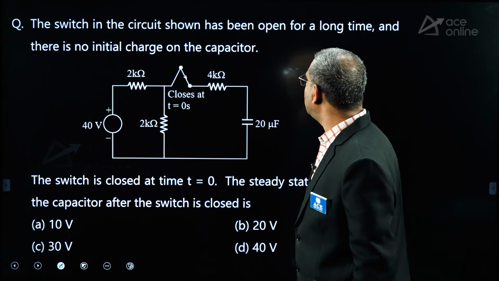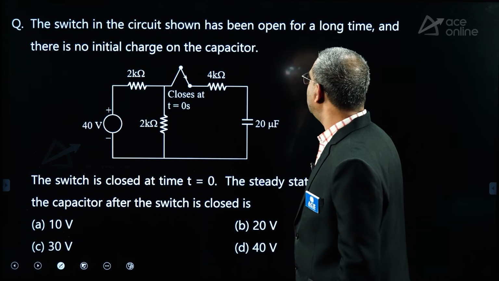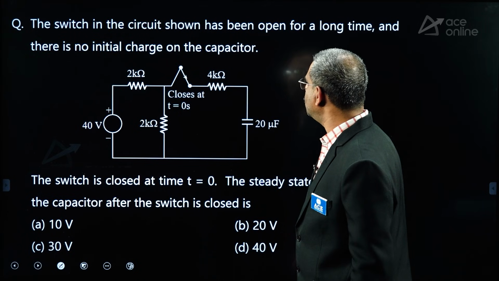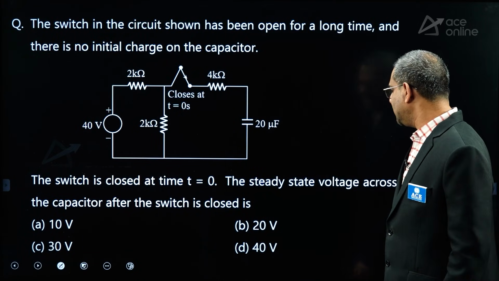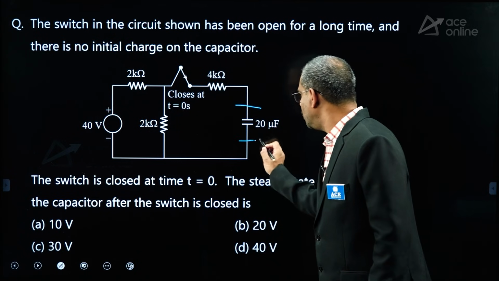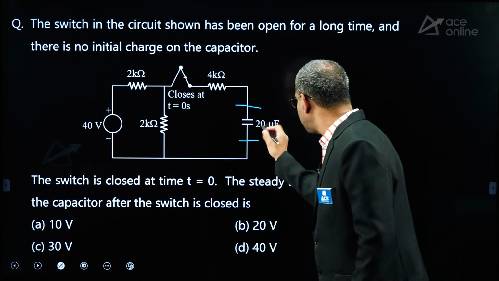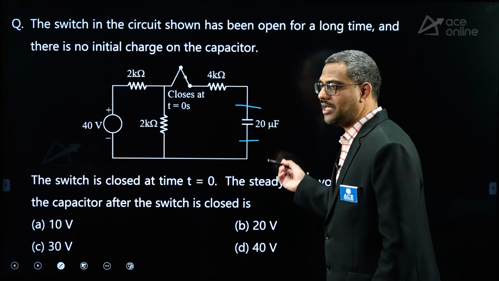Now the switch in the circuit has been open for a long time, so there is no initial current and no initial charge. Now the switch closes at t equal to 0. Then the steady state voltage across the capacitor: when the switch closes, in steady state for DC, the capacitor acts as an open circuit.